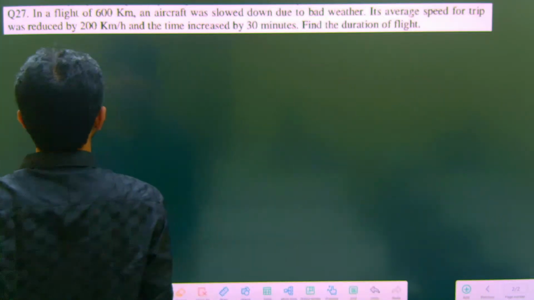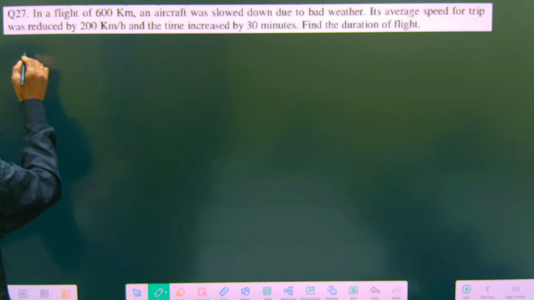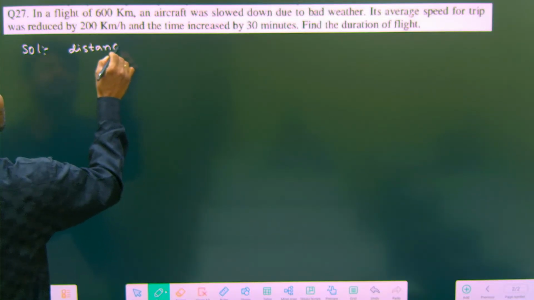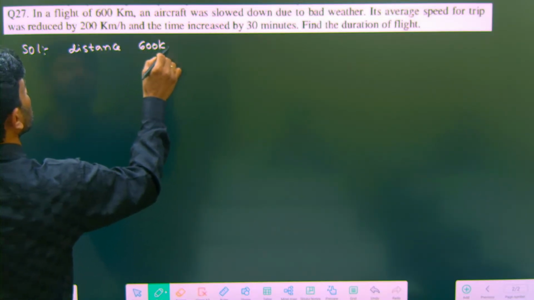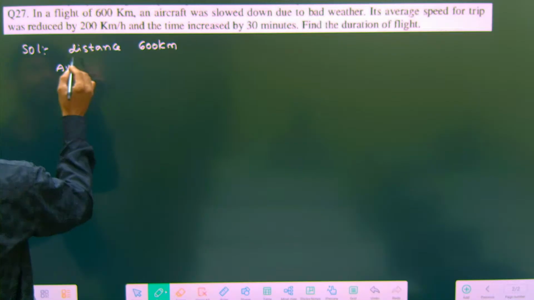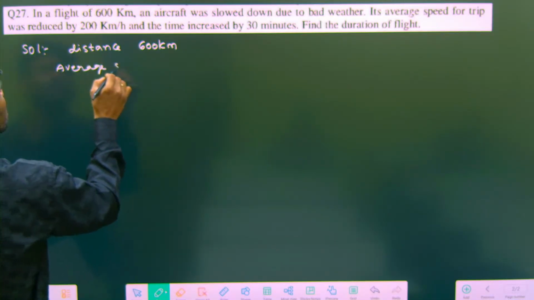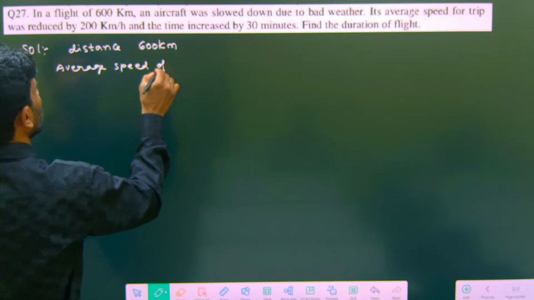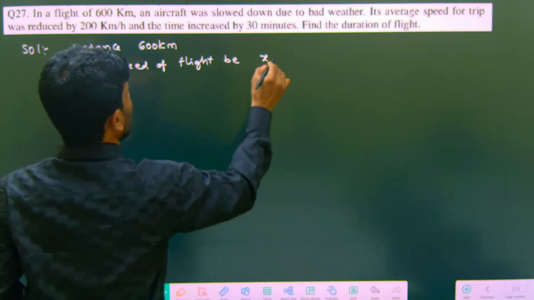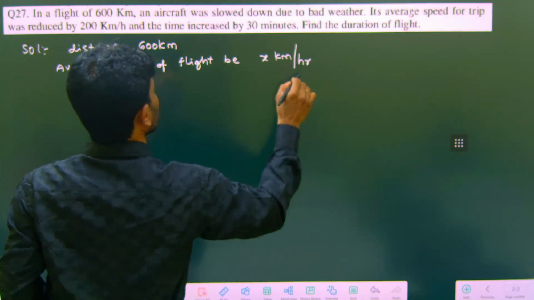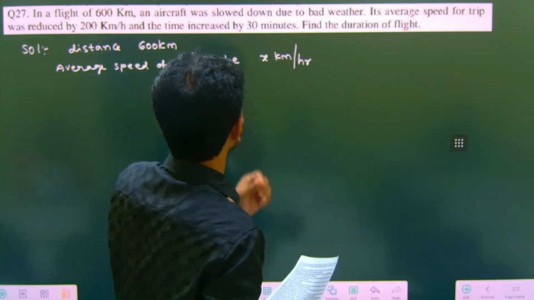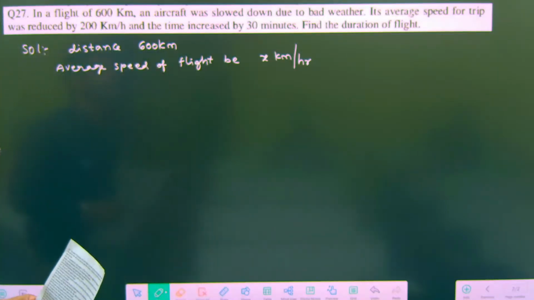So here, total distance is given. Distance is given 600 kilometers. We do not know the average speed of the flight. So let us take the average speed of flight as x kilometers per hour because we do not know, we have to find it. After finding, actually they're asking time, but first if we know speed, we can find out time. x kilometers per hour.